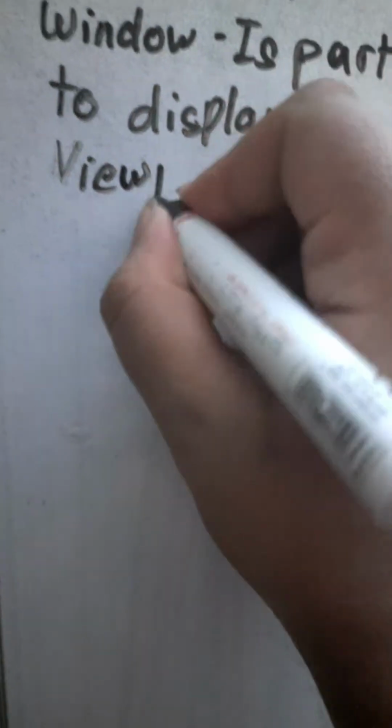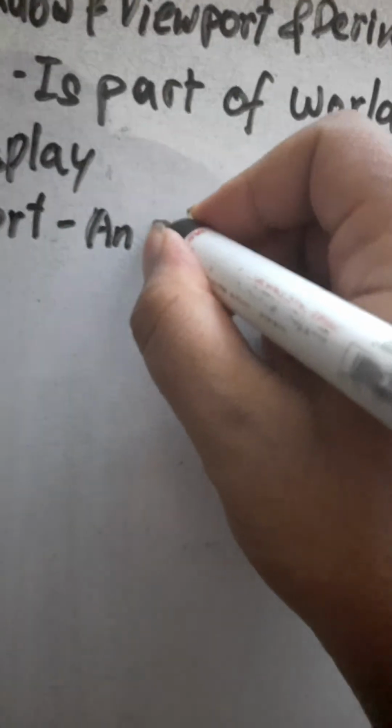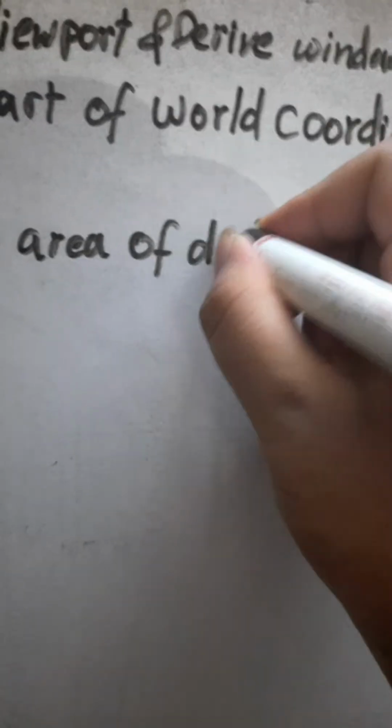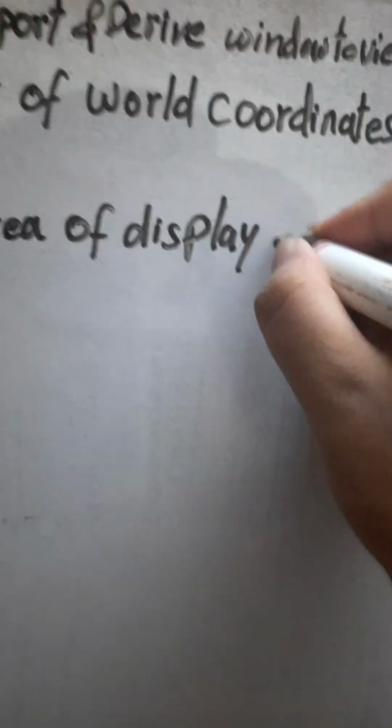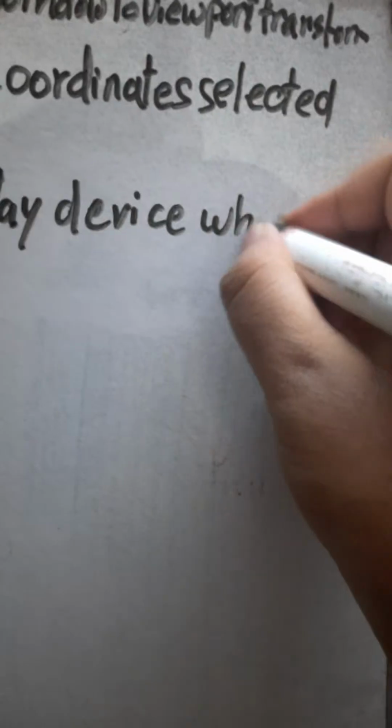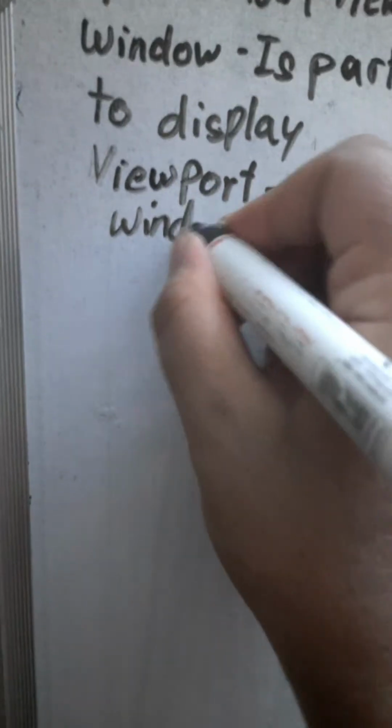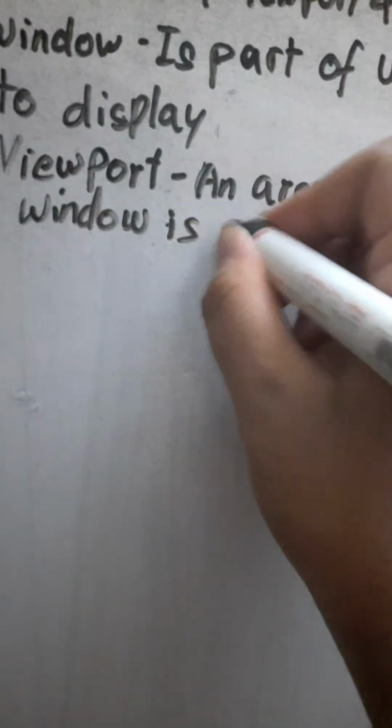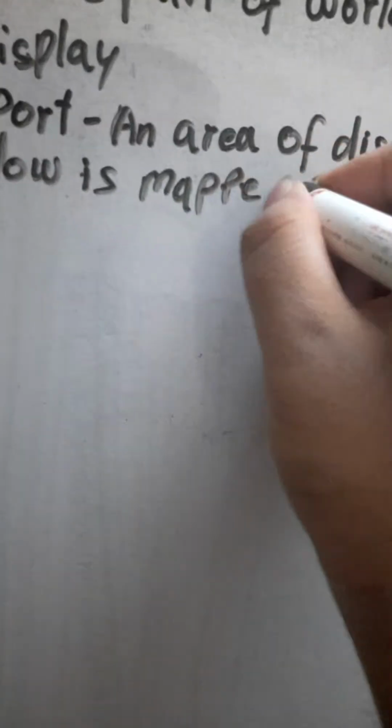And now we are gonna talk about viewport. So it is an area of a display device where window is mapped, right? So now we have to derive it. Now how to derive it?